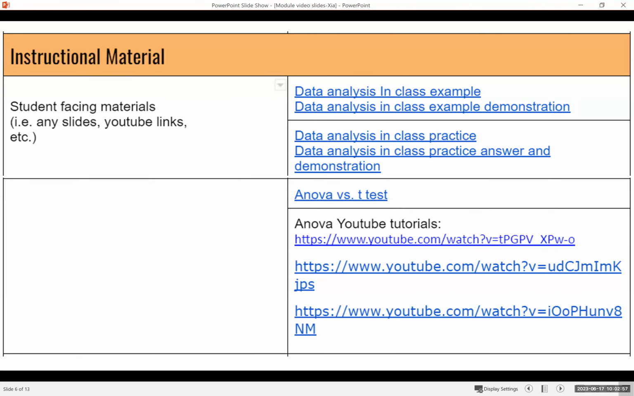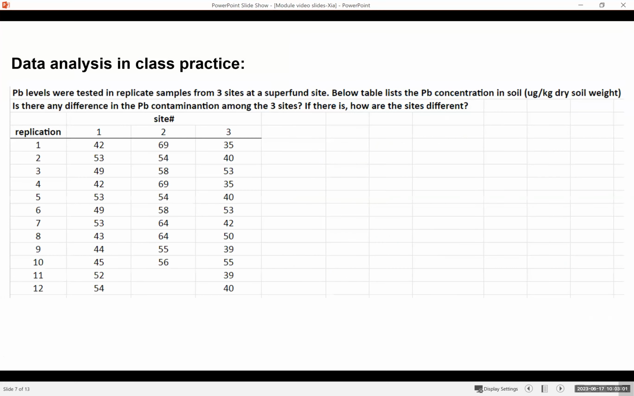So then the students were given a different data set for them to practice. In this case, at a Superfund site, samples from two sites were collected and analyzed. And the question is, is there any difference in the lead contamination among the two sites? If there is, how are the sites different?